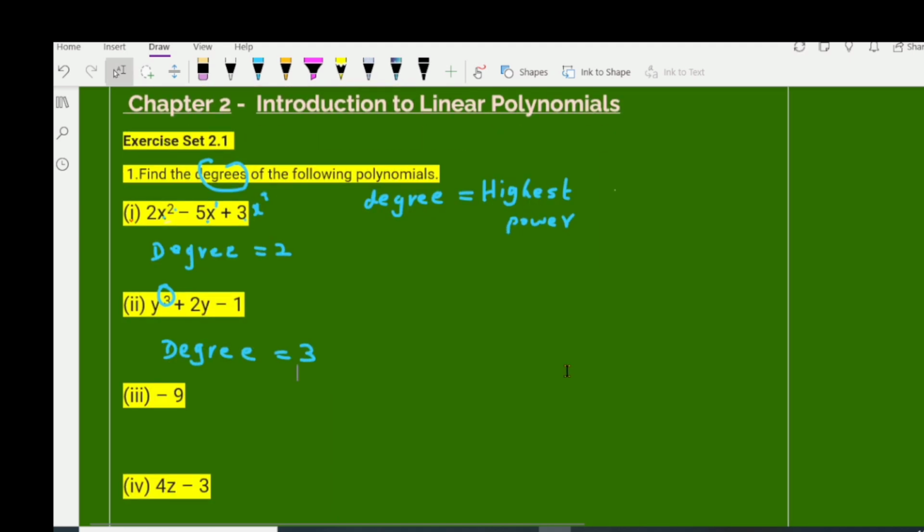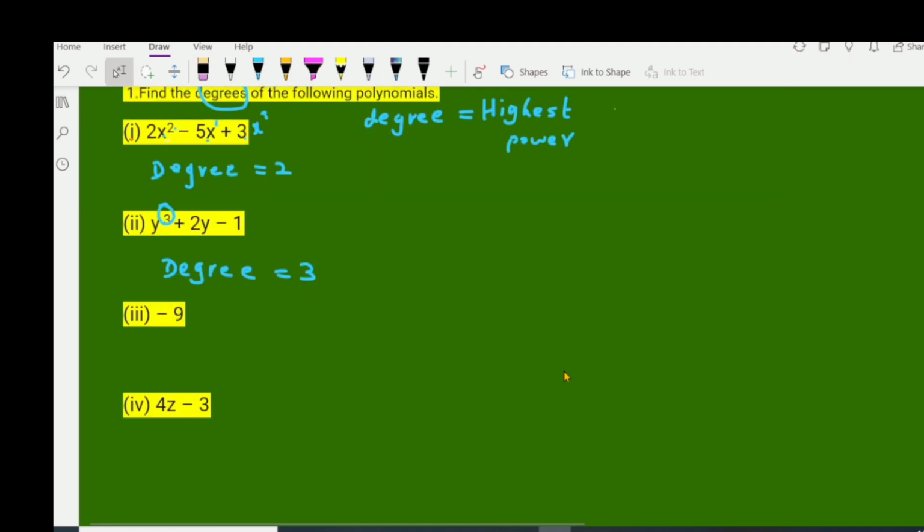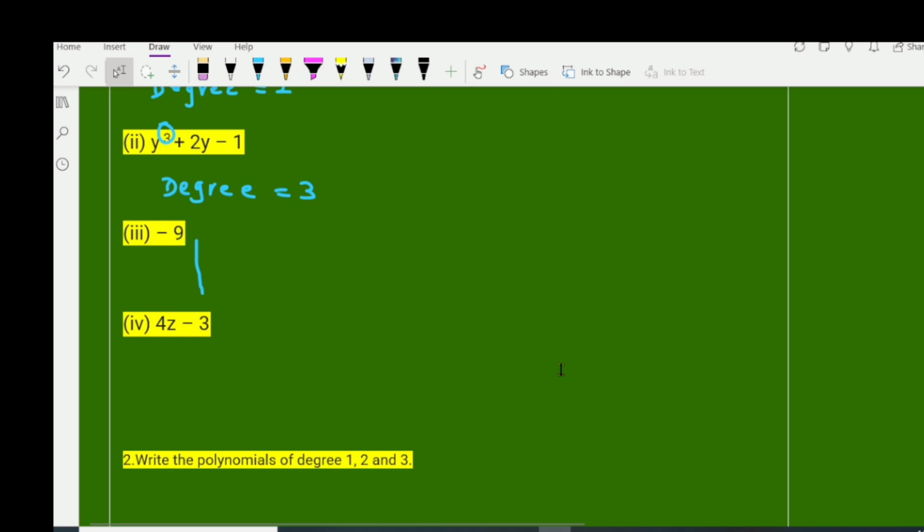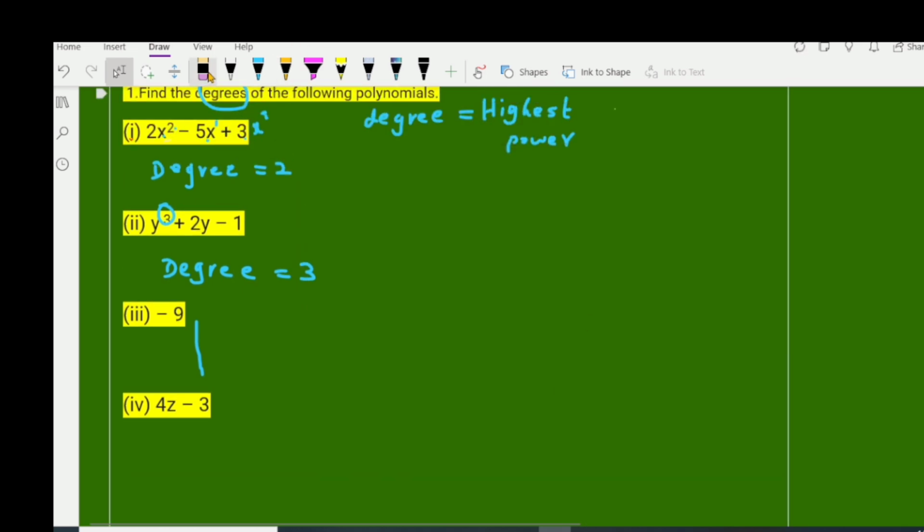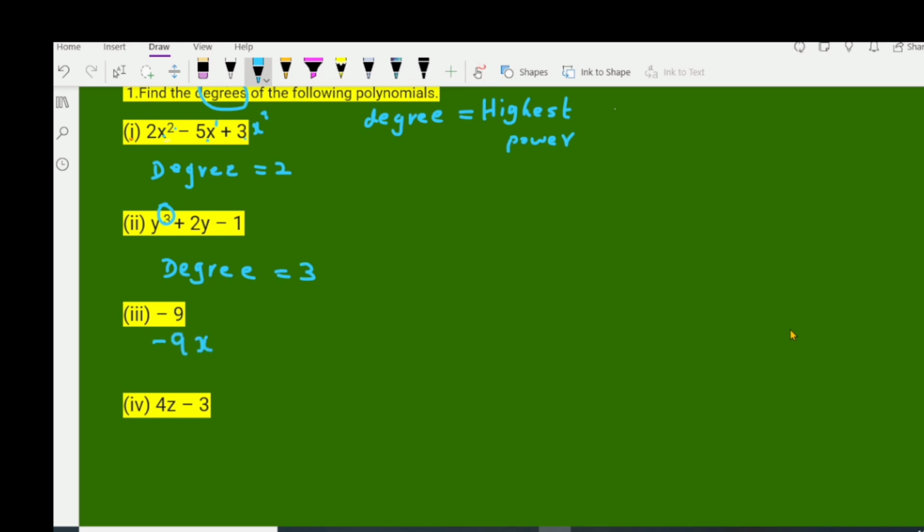Next, a constant polynomial is given: minus 9. This is nothing but a constant polynomial. Constant polynomial means the degree of the polynomial is 0. Whenever a constant polynomial is given, the degree of that polynomial is 0. That means originally the polynomial is in this form, minus 9 times x power 0. Anything power 0 is 1, so we simply write minus 9. So the degree of this polynomial is 0. Here a linear polynomial is given, the variable power is 1, so the degree of this polynomial is 1.